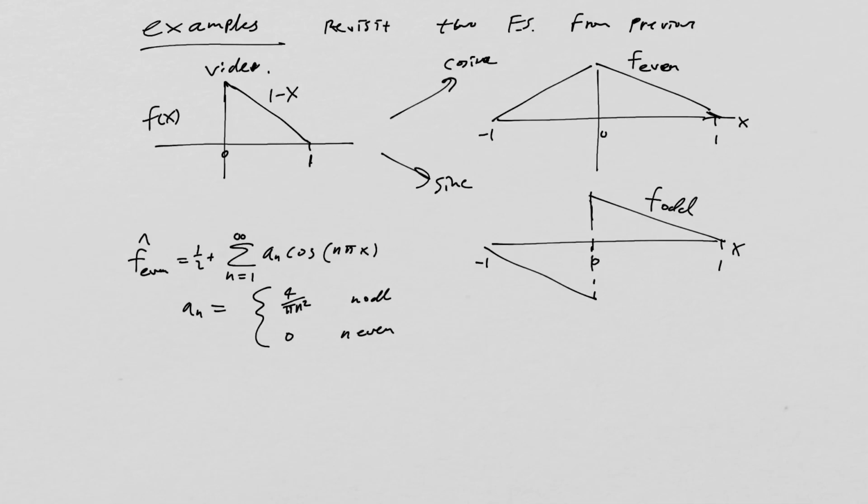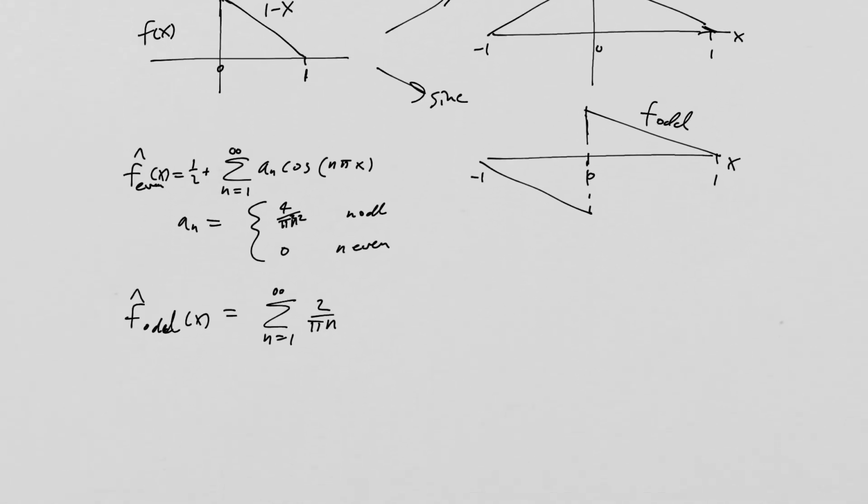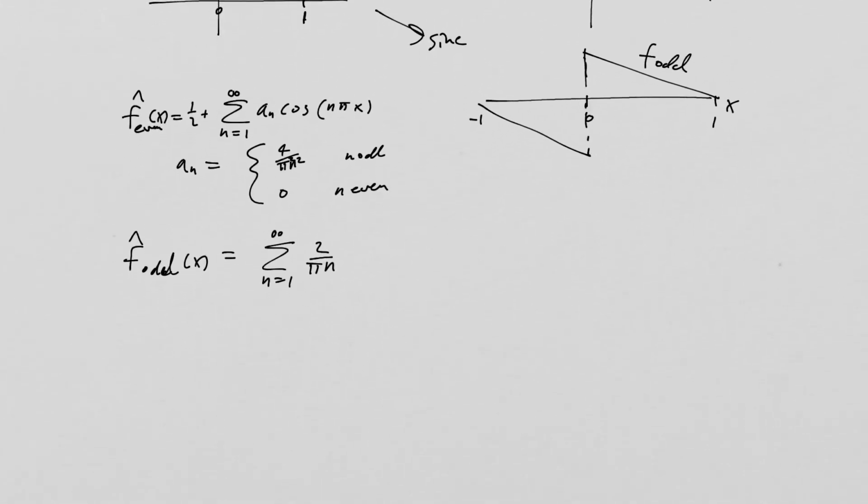And then for f odd of x, we had the following. The sum from n equals 1 to infinity of, let's see if I can remember, I believe it was 2 pi over n. Okay. Oh, I think I forgot something. There was a square on that pi in the a_n as well. All right. So what I want to do here is just move this up a little bit like that.